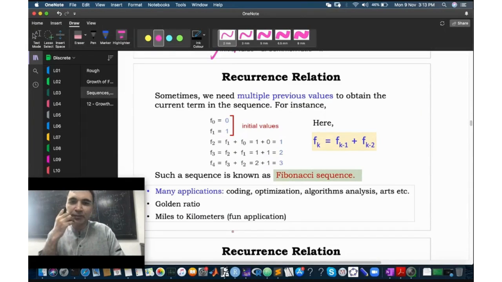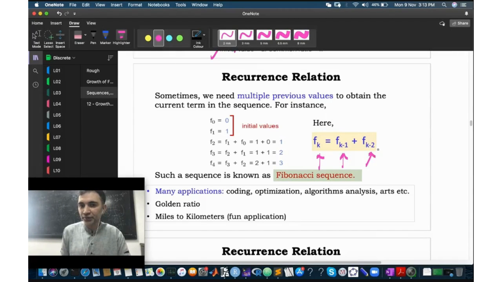Sometimes we need multiple previous values to obtain the current term. For example, here is a rule which says that f of k is equal to f of k minus 1 plus f of k minus 2. This is also a recurrence relation. A recurrence relation says that to get f of k, I can apply a formula on the previous terms. Previous जितनी भी terms हैं उसके ऊपर कोई formula apply करके I can get something for the current index, तो मैं उसको recurrence relation कहता हूँ.